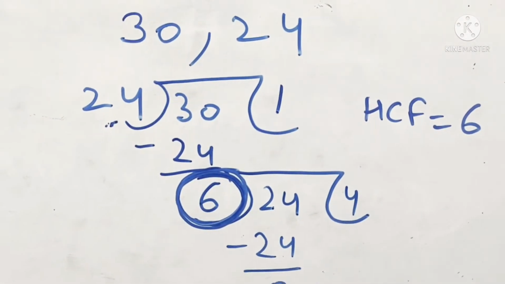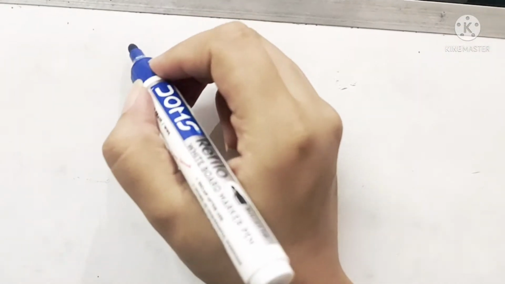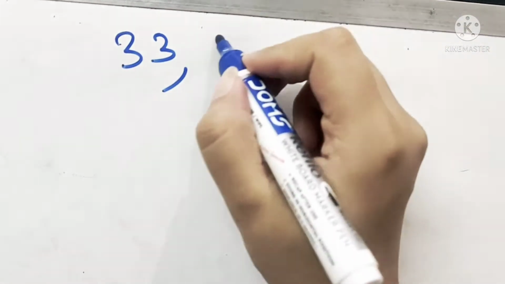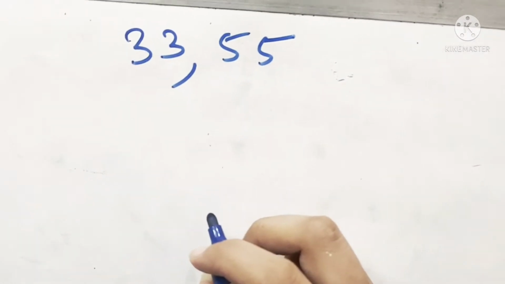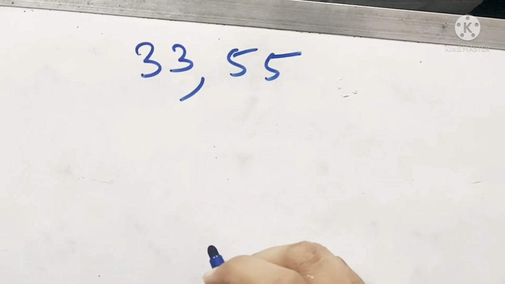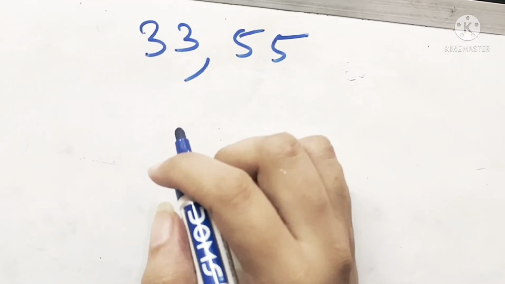So let me take the next example now. The next example which I am taking is 33 and 55. Using this technique, which is a very easy technique, you can find the HCF of any 2 or even 3 or even 4 given numbers also.